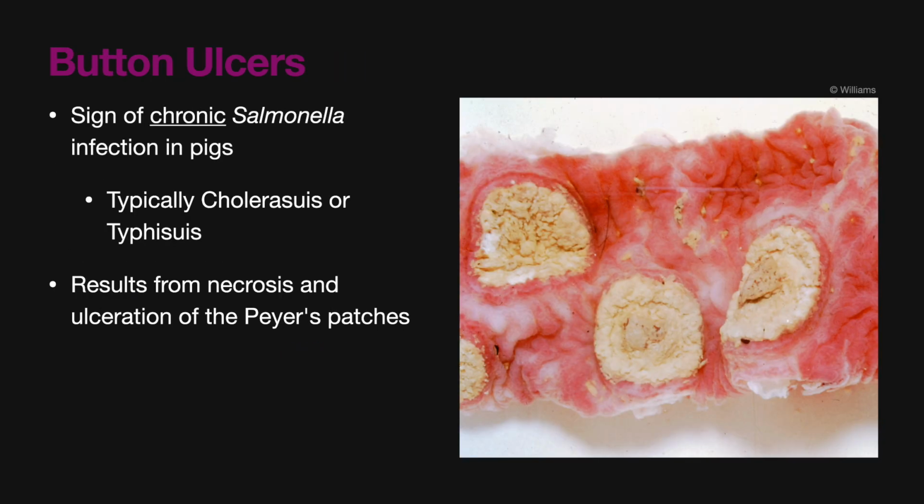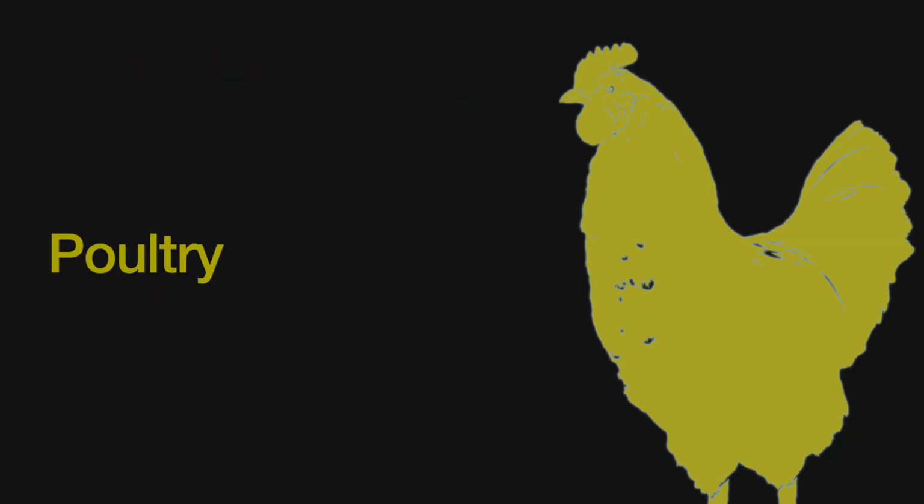I mentioned button ulcers on the last slide. This is a sign of chronic Salmonella infection in pigs and typically results from either cholerae suis or typhisuis infection. These ulcers are areas of necrosis and tissue sloughing that occurs over top of the Peyer's patches, giving them a round or button shape. Finally, we will look at Salmonella in poultry.